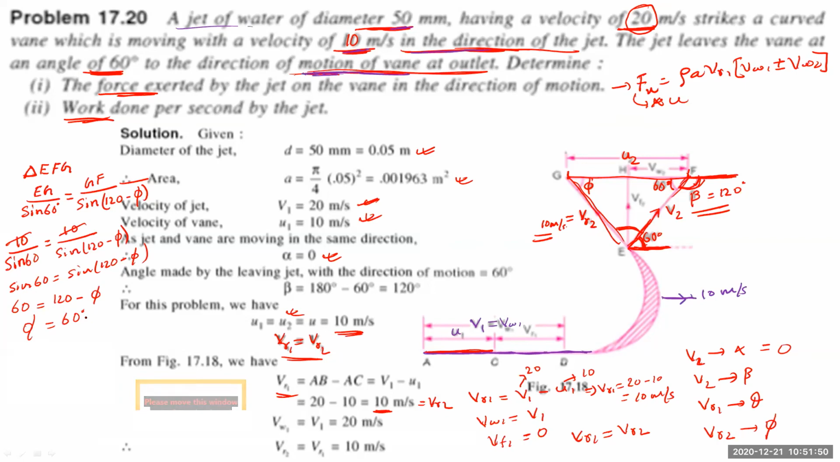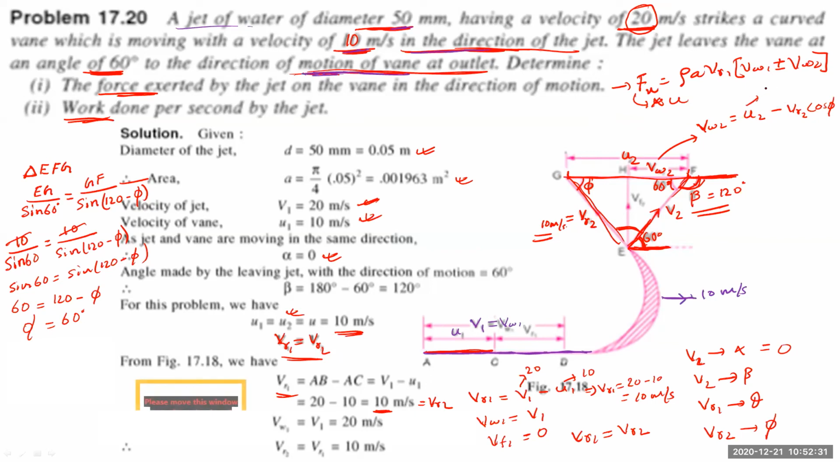Now what is VW2? This is your VW2. So VW2 we can write as U2 minus this value, GH. For GH, can I write VR2 cos phi? This is our VR2, this is our phi angle. So I've taken its horizontal component. So you can easily get VW2 equals U2 minus VR2 cos phi.